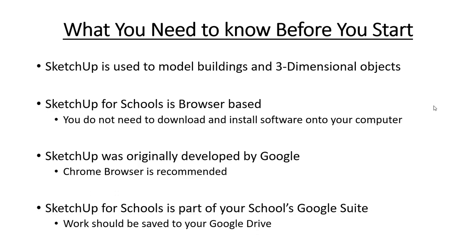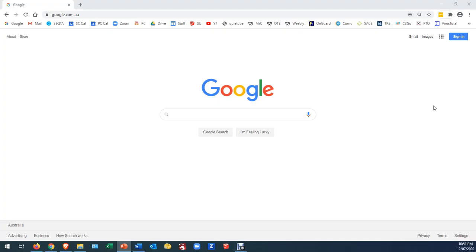Finally, SketchUp for Schools is part of your school's Google Suite, and that means that work should be saved to your Google Drive. And what that means in turn is that you need to be logged into your Google Suite to start. Now, if you have sign in here and a little picture of a person here, you're not signed in. So I'm going to ask you to do that, and I'm going to pause while I do that myself, and then we'll start the video again from there. So once you've signed in, you'll have a little colored letter here. That letter is the first letter of your first name.